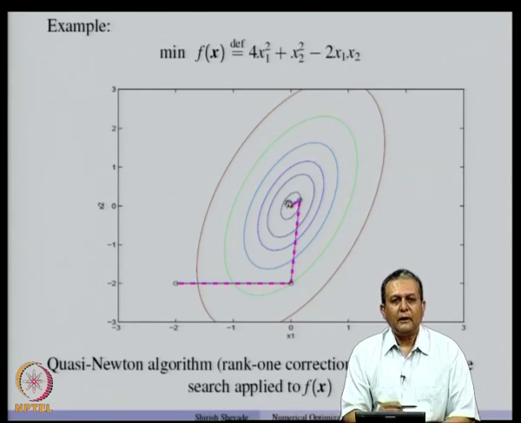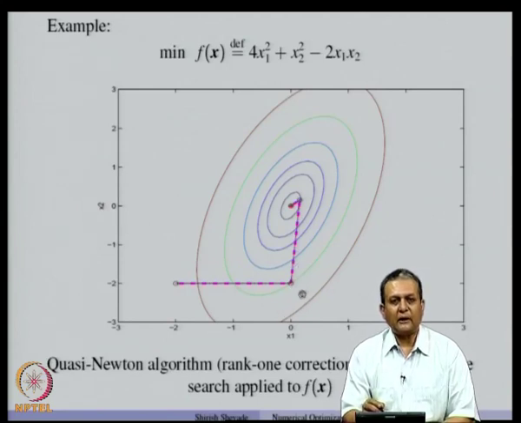Now, on the figure you will see that the Quasi-Newton method applied to this function traces this path which is shown by the magenta line. So, suppose we start with the point minus 2, minus 2, where both x1 and x2 are minus 2, then the first step of Quasi-Newton algorithm with inexact line search.